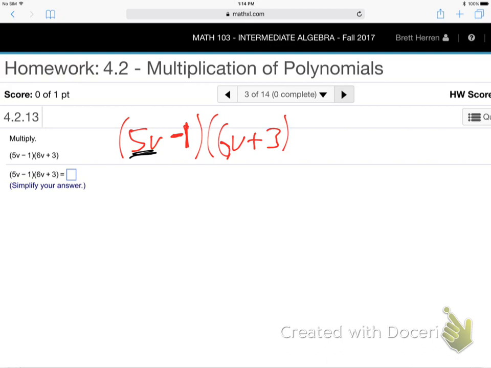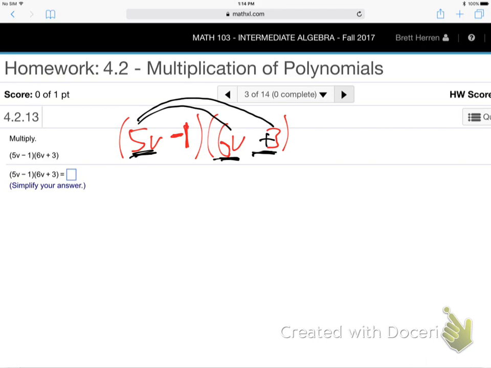So the 5v is going to go boom and boom. Multiply the 6v and the plus 3. So remember, any signs in front of anybody, that's their baby. That's their sign. So that plus is really on that 3, and that minus is on that 1 when they start moving around. So, okay, 5v times 6v.